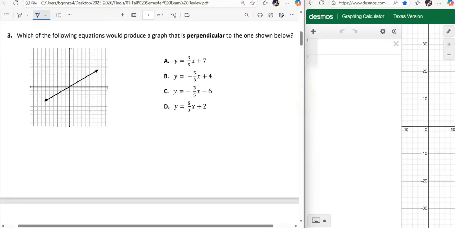Number 3, which of the following produces a graph that is perpendicular? Okay. Well, first, let's find this equation. Here's a point. Here's a point. Let's figure out that slope. The slope of this one is up 2 over 3. So we have 2 over 3 as a slope. Nope, that's not right. This is actually not on the point. It's a little bit below.